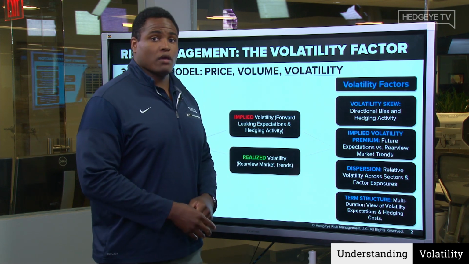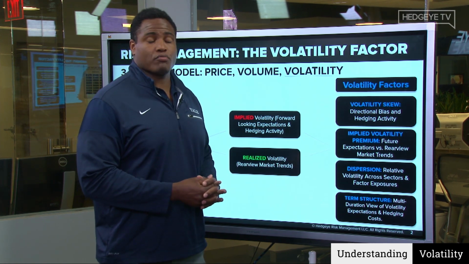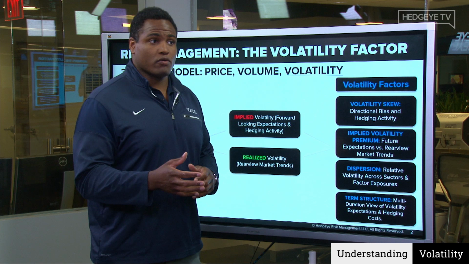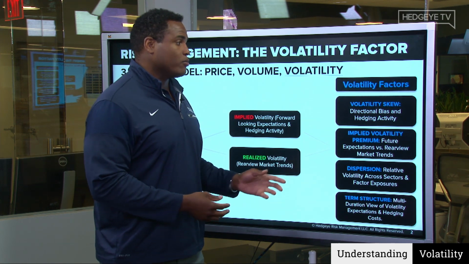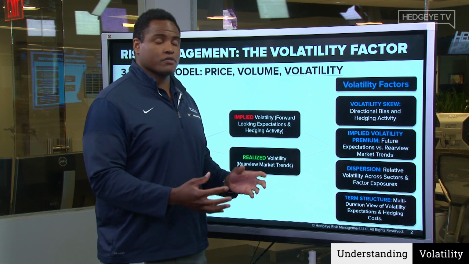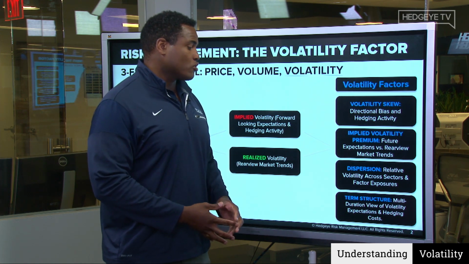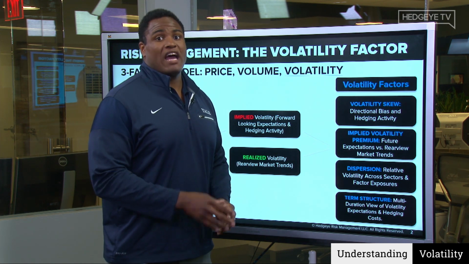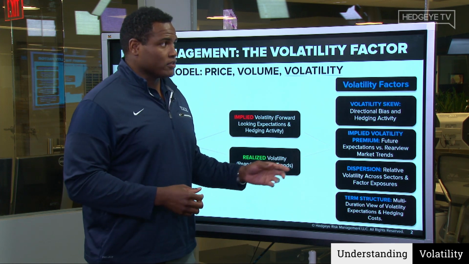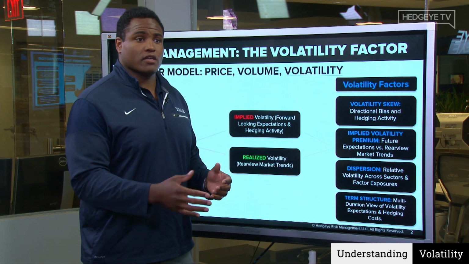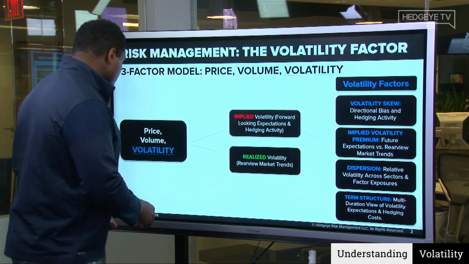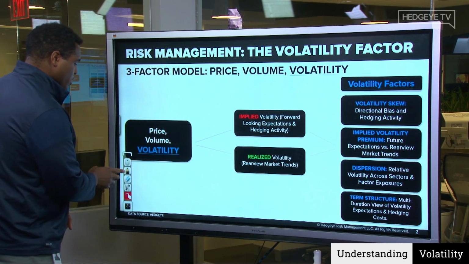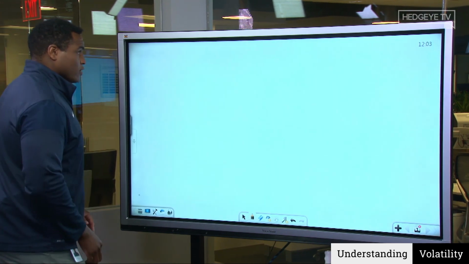There's dispersion: how investors are pricing volatility at the sector level relative to the index, and how that's tracked over time as an indicator of bullishness or bearishness developing on the margin for a particular sector. And then lastly, term structure, with respect to how investors are pricing volatility expectations for a particular security or asset across the curve, across durations. But again, just looking at this relationship between implied volatility and realized volatility.